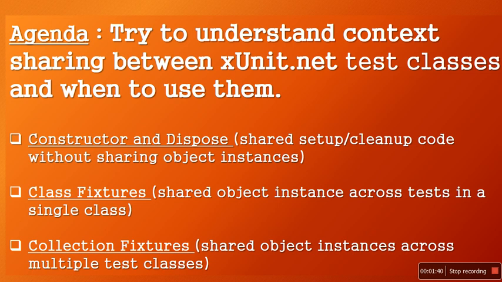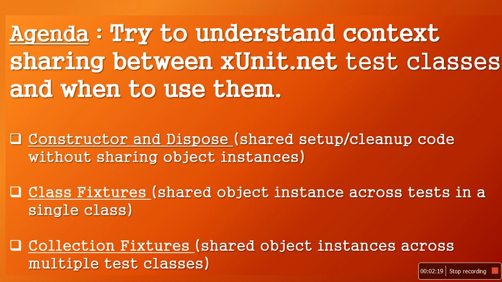As you know, in XUnit.NET the built-in feature is that an object of the test class is created for each and every fact and theory, I mean for each and every test method. So you might require a technique or a way to share context between test methods, between multiple test classes.